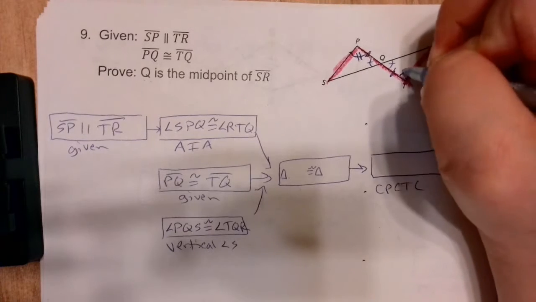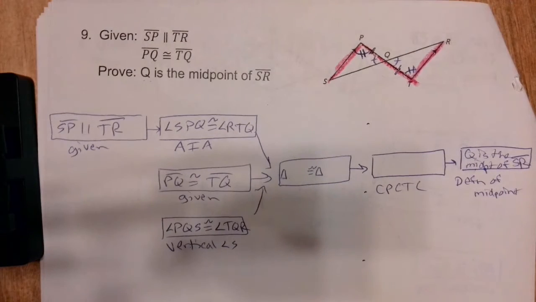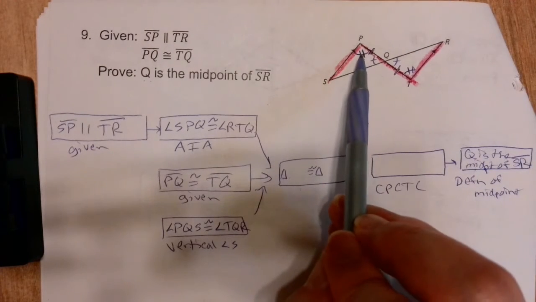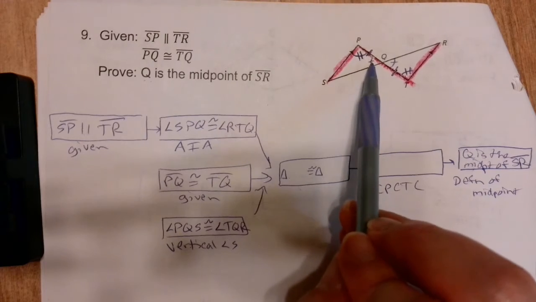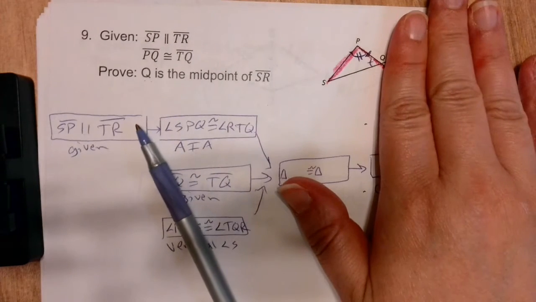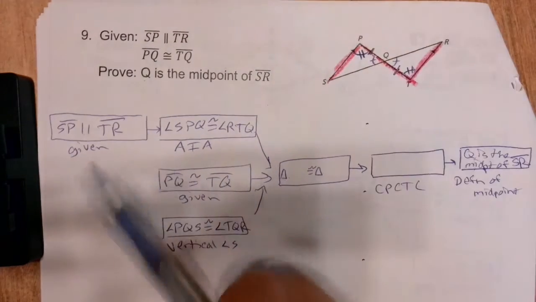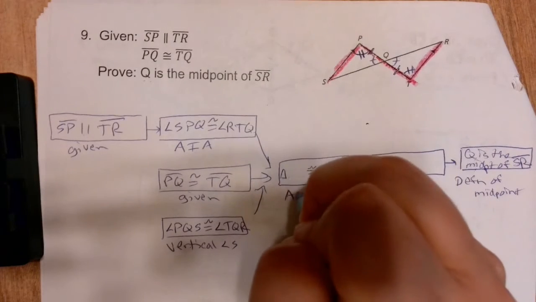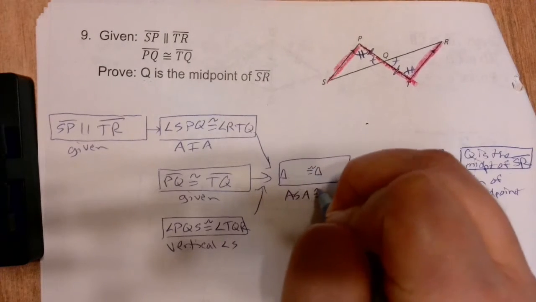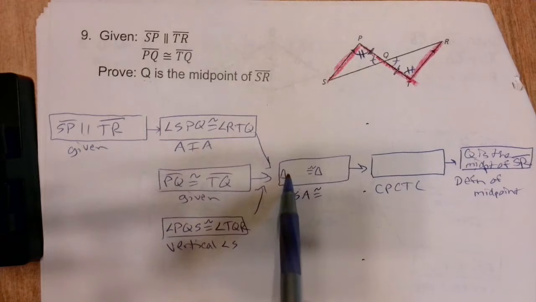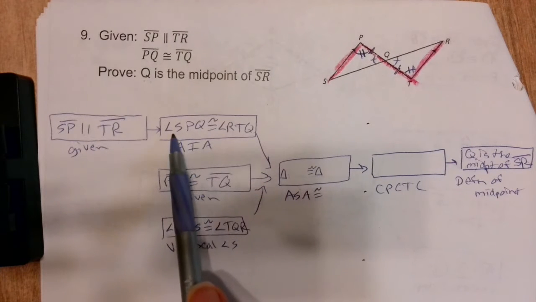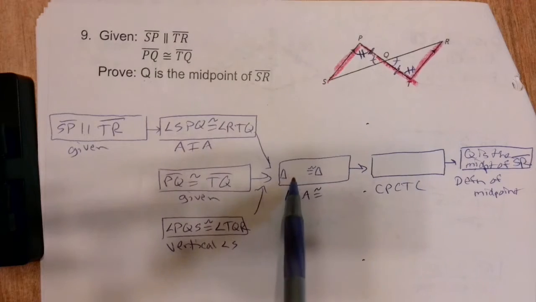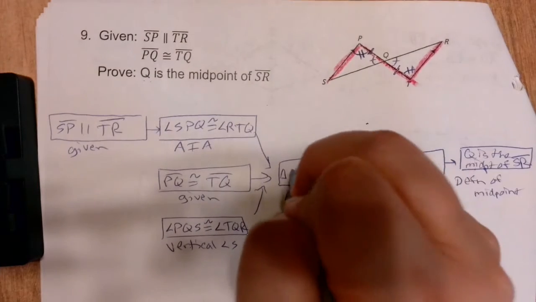Angle SPQ is congruent to angle RTQ. Here we go. This looks like angle, side, angle. Focus on just one triangle. It's angle, side, angle. Congruency. And if you ever are using parallel lines, you can put the letters in the same order here from the ends of the zigzag.